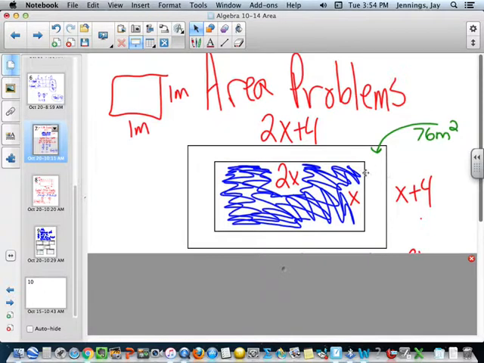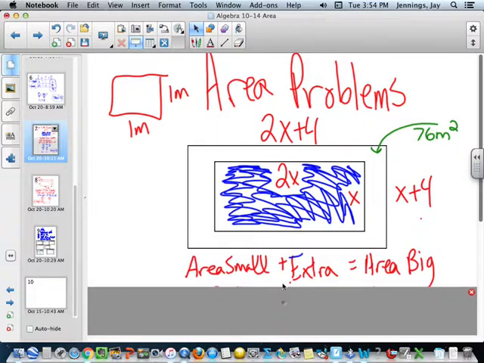So what you want to do is, if you add 2 and 2 onto this x, you get x plus 4. And if you add 2 and 2 onto this 2x, you get 2x plus 4. Then we set up an equation. Area small plus extra equals area big.